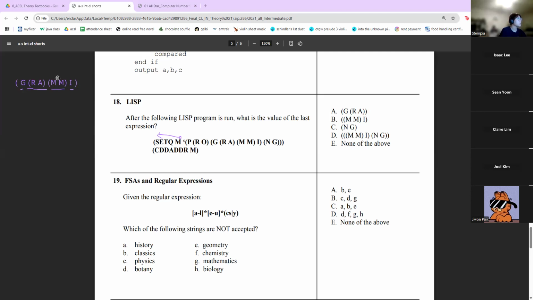We have two more CDRs to go, so let's get rid of the G. That's CDR number one. And then let's get rid of the RA. That is going to be CDR number two. And boom, we're done with our Lisp program. Answer is going to be B.